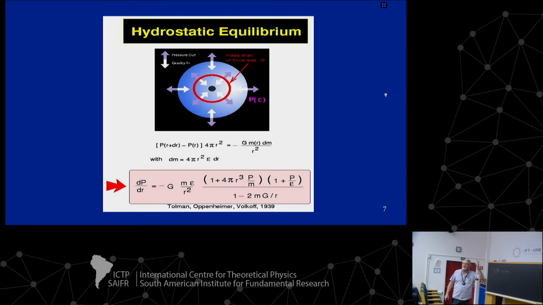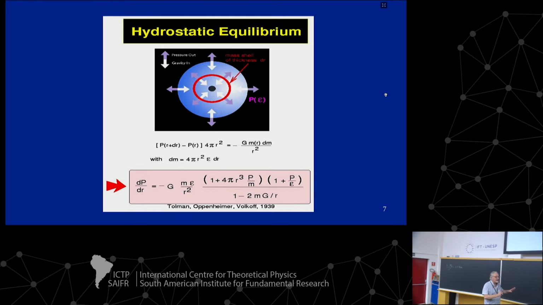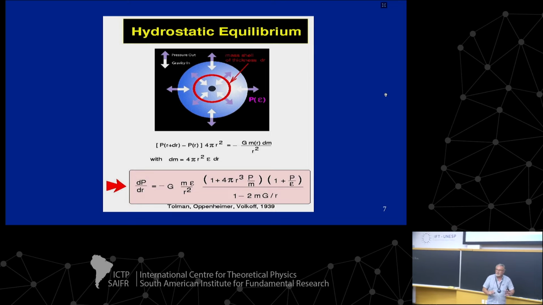If you have two solar masses, that is the most massive neutron star found until now, more or less, this gives you 0.6, 60%. So instead of dividing by 1, you are dividing by 0.4. So no way to do neutron stars without Einstein theory.